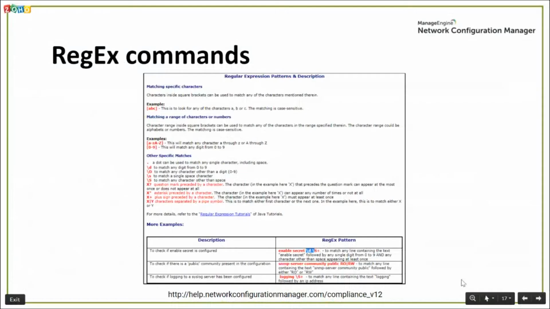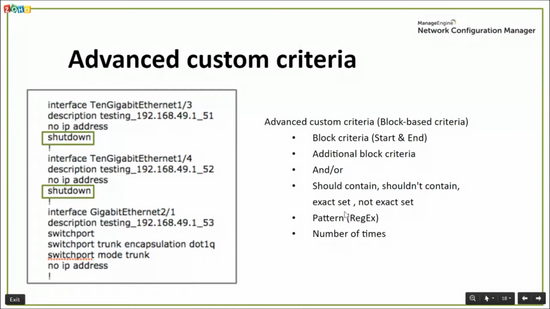So moving on to the next, we have advanced custom criteria. This is where you can use this when you only want to check certain parts of a configuration file of a new network device.